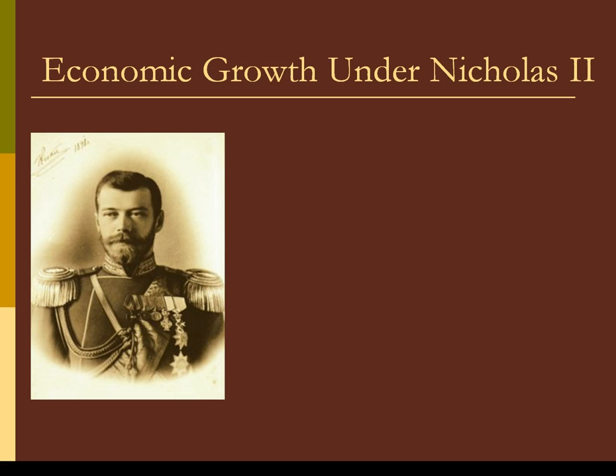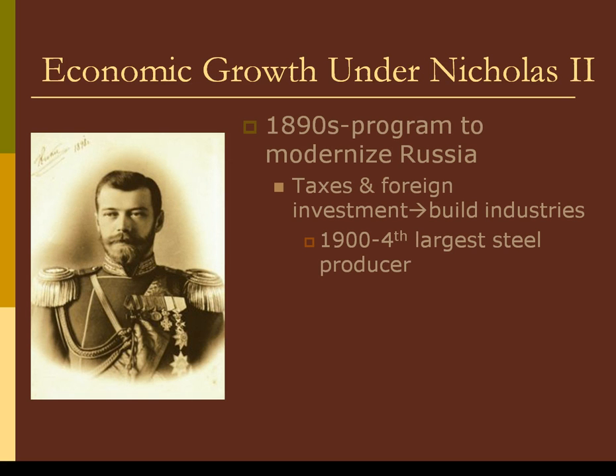Then we have Nicholas II, who becomes Tsar in 1894. And like with the other Tsars, he vows to keep this policy of autocracy going. But by the 1890s, he's got a program in place to try to modernize Russia. And what he decides to do is try to increase taxes and build foreign investment. By bringing in money that way, they were able to build industries. And this worked. By 1900, they're the fourth largest steel producer in the world.